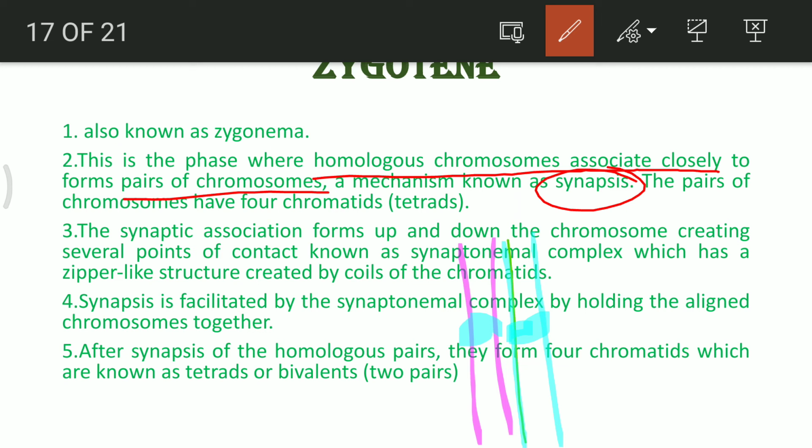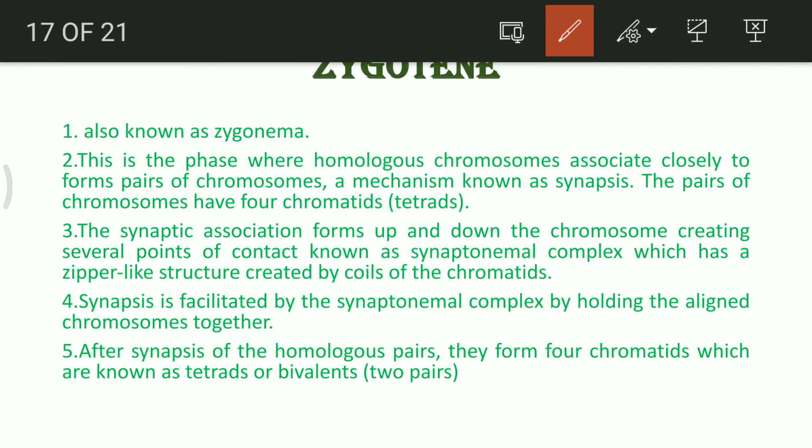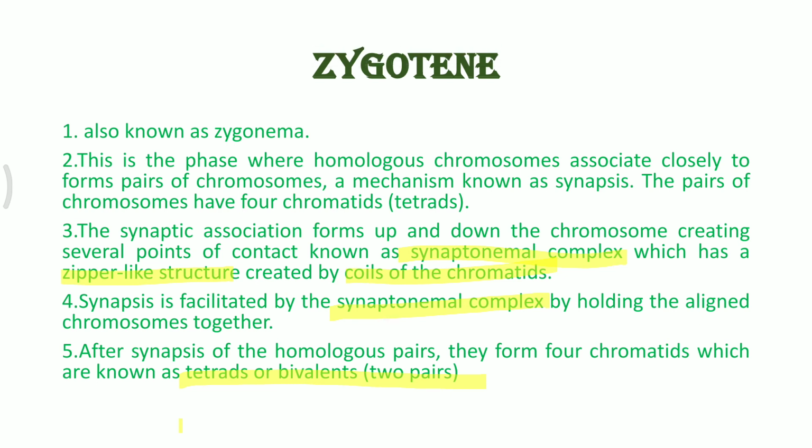The synaptic association forms up and down the chromosome, creating several points of contact, and these are zipper-like structures, also known as synaptonemal complexes. The synaptonemal complex is important because these are the sites at which exchange will occur later on, and synaptonemal complex formation occurs in the zygotene stage. Sometimes a one-mark question is asked: name the stage in which the synaptonemal complex is formed. So it is the zygotene stage. After synapsis of the homologous pairs, the four chromatids that are formed make tetrads or bivalents. Bivalent means four of them, very close to each other.